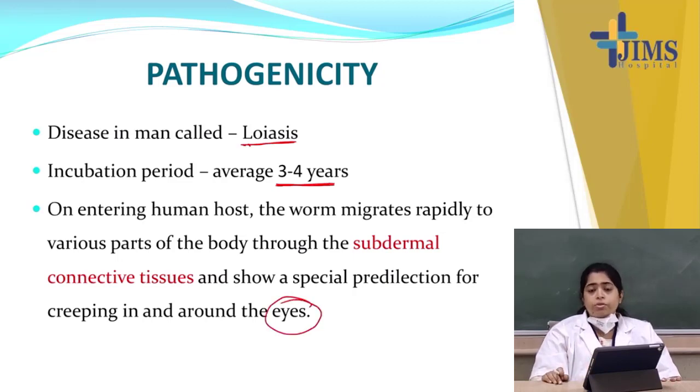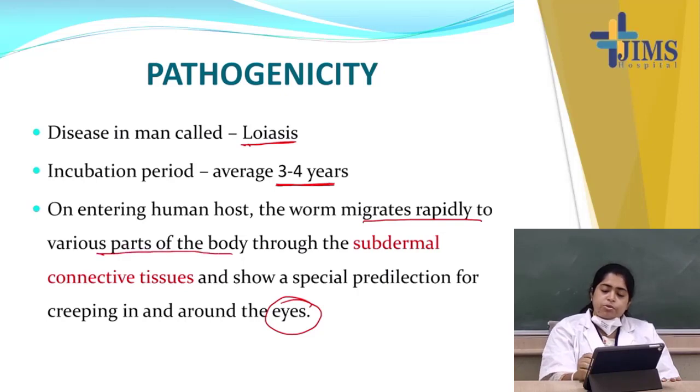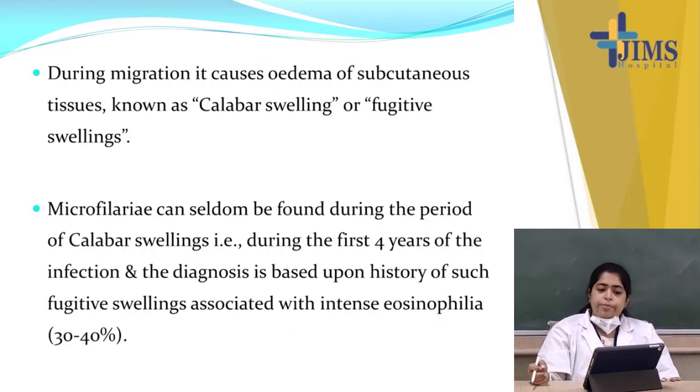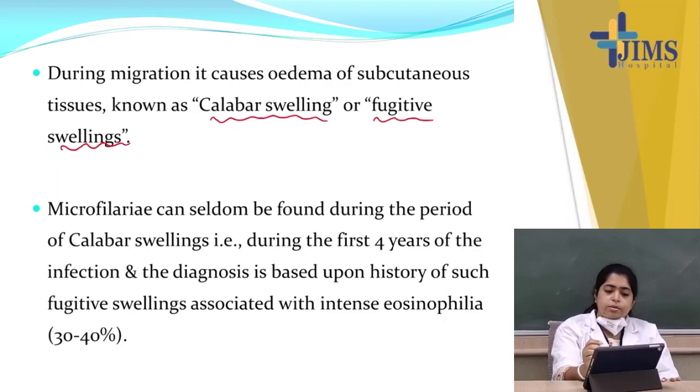As I have told you, these adults reside in the subcutaneous tissues. On entering the human host, the larvae transform into adult worms, and these adult worms migrate to various parts of the body through the subdermal connective tissues, and they will finally reach the eyes. During migration, it causes edema in subcutaneous tissues, which is known as the Calabar swelling or the fugitive swelling.